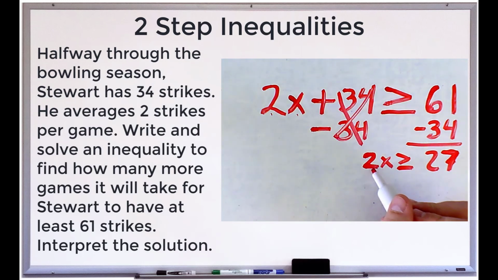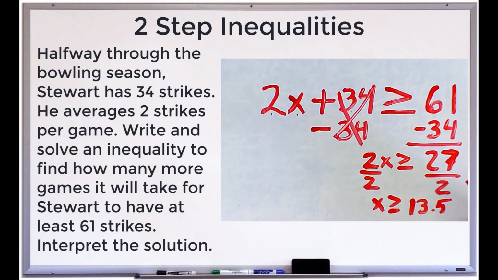I'm going to undo timesing by 2 by dividing by 2. And I'll divide by 2 over here. 27 divided by 2 gets me 13.5. And x is going to be greater than or equal to 13.5.